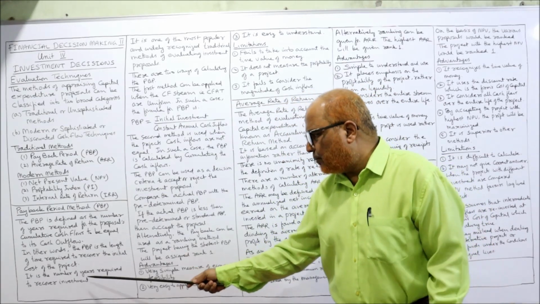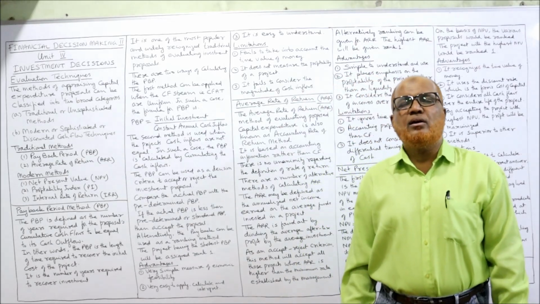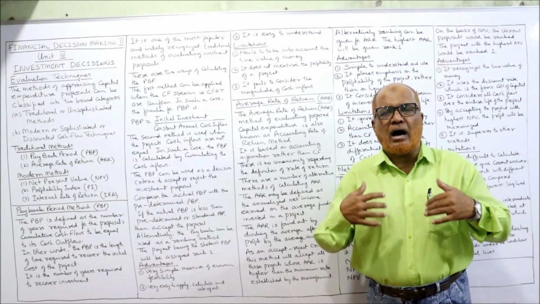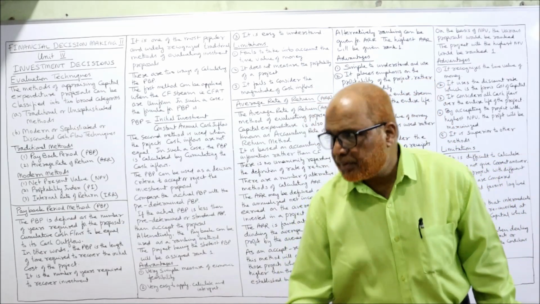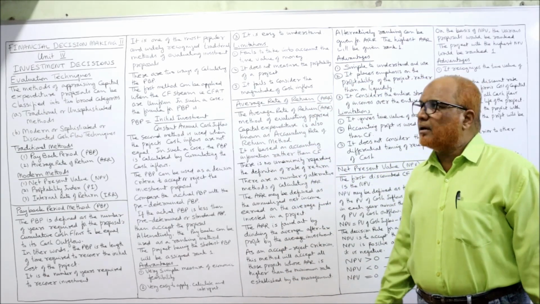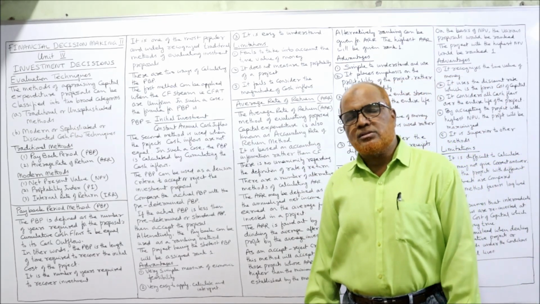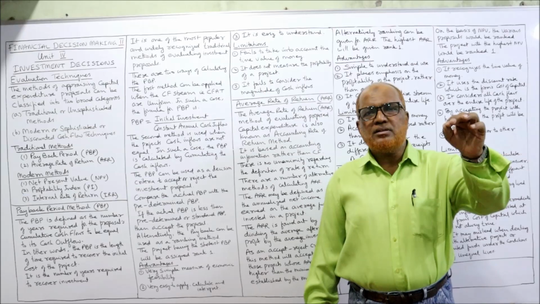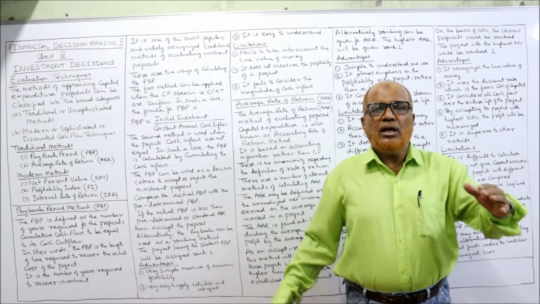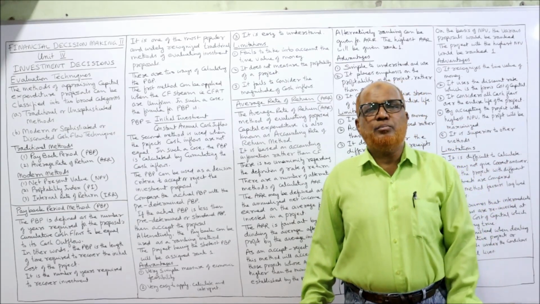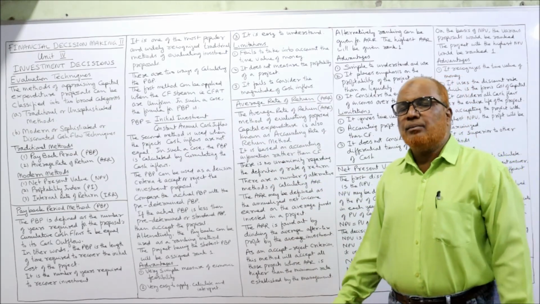One more definition: it is the number of years required to recover our investment. How many years do we require to get back our investment? That number of years is called PBP. Now, it is one of the most popular and widely recognized traditional methods of evaluating investment proposals. One of the most important traditional, old methods, which is widely used in evaluating capital budgeting proposals, is PBP.